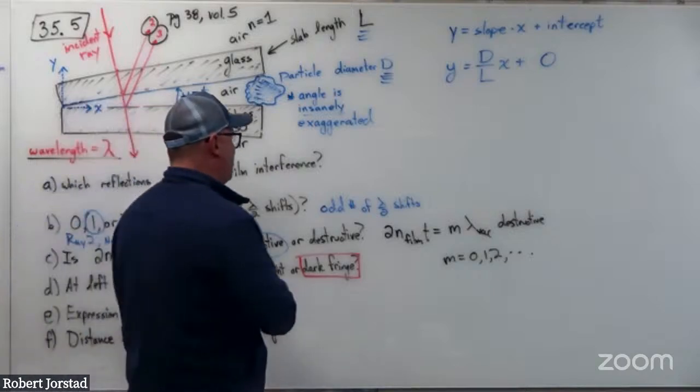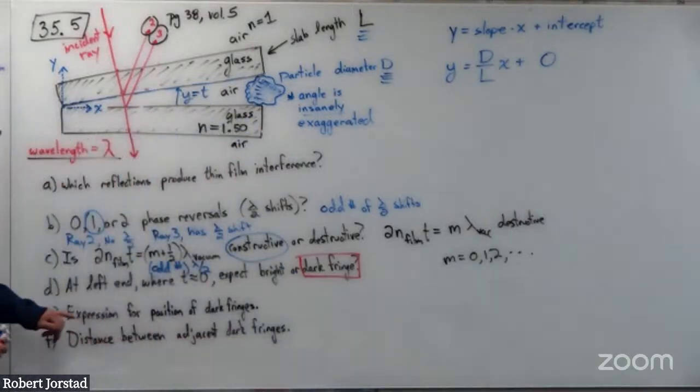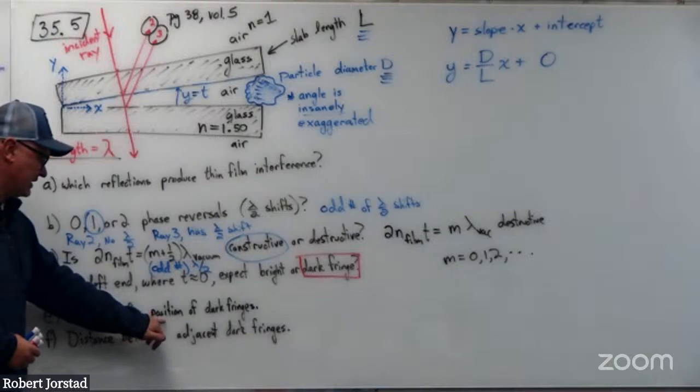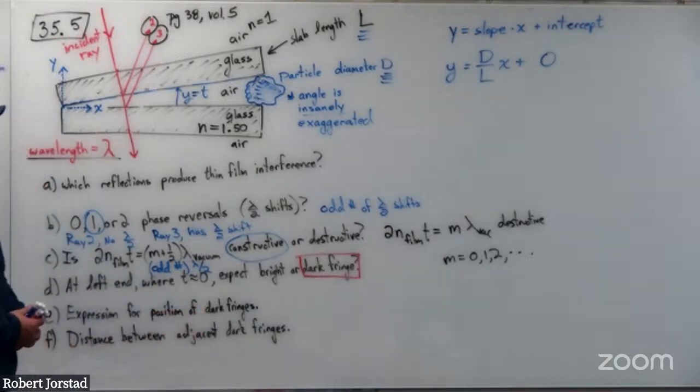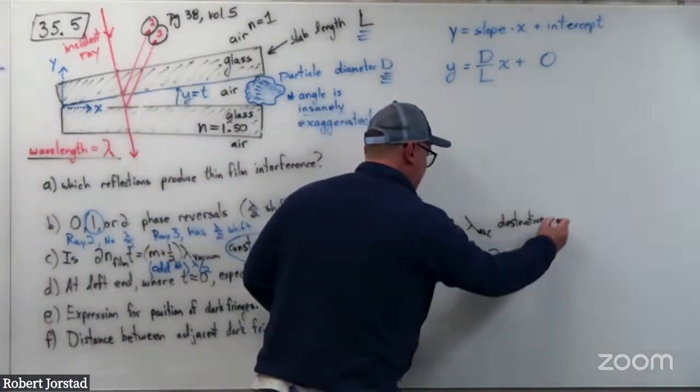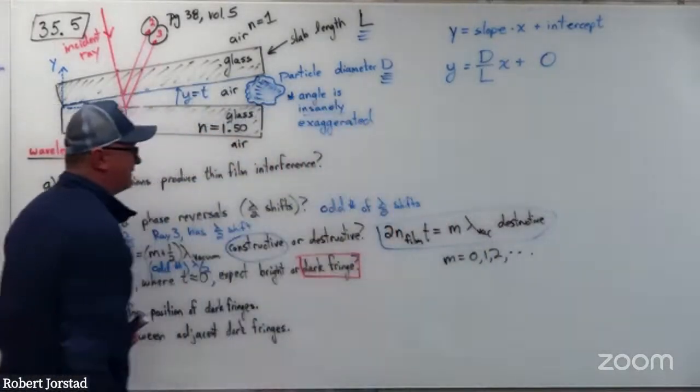Okay, so for us, we now are looking for an expression for the position of dark fringes. Well, let's use our destructive condition and we'll plug in the thickness of the film.